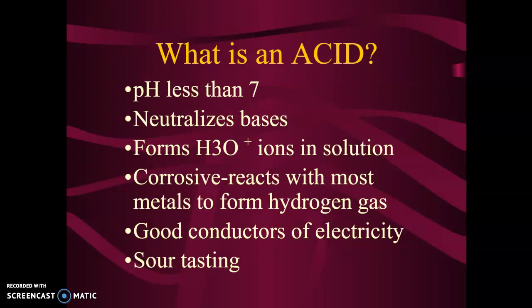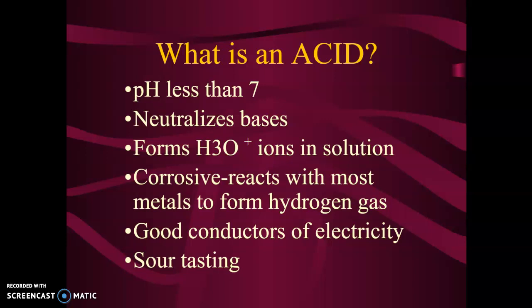Acids form H3O+ ions in solution. Those are called hydronium ions. Hydronium is H3O+ ions. That's just a good thing to know. We'll get more in depth in this if you go into Chem 1 next year. For now, all you need to know is that they form hydronium ions. Acids are corrosive and react with metals to form hydrogen gas.